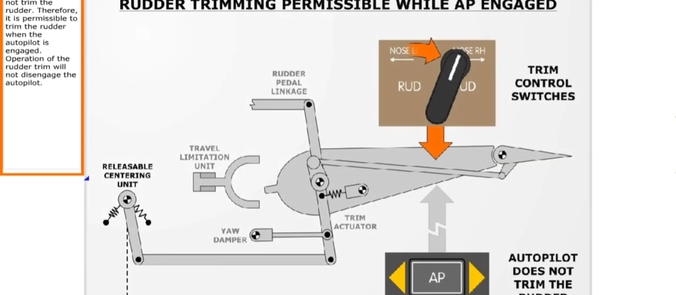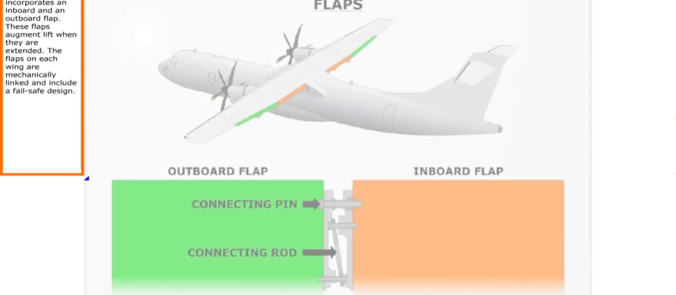The autopilot does not trim the rudder. Therefore, it is permissible to trim the rudder when the autopilot is engaged. Operation of the rudder trim will not disengage the autopilot.